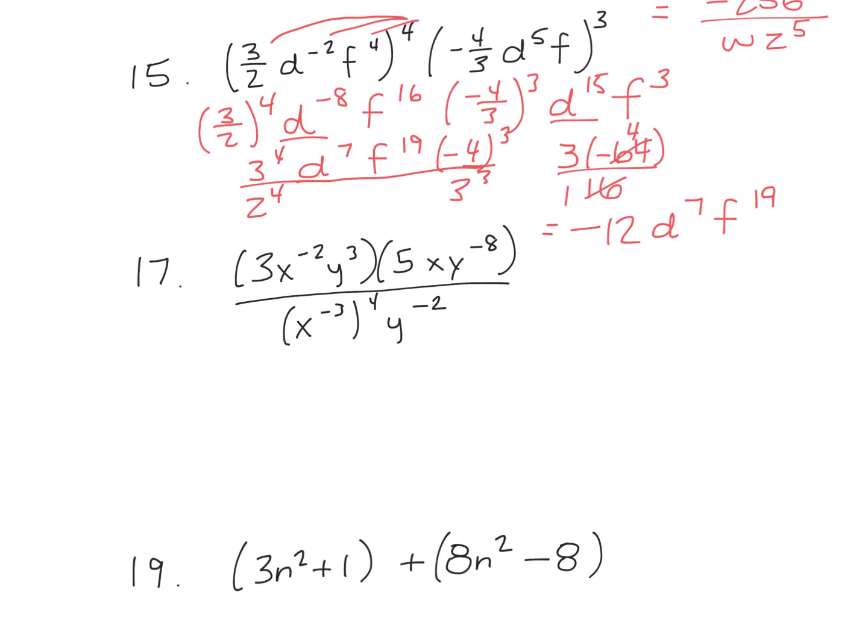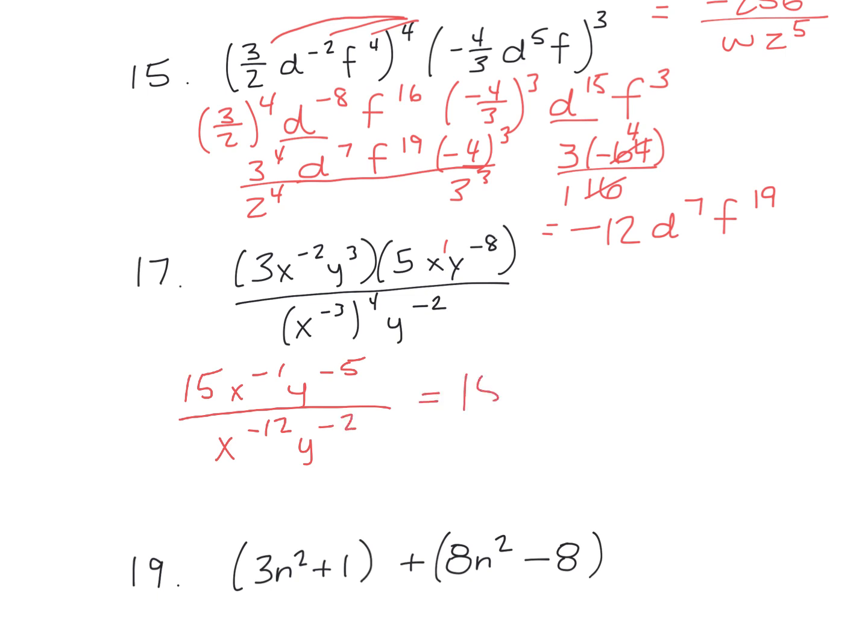Number 17. I could simplify the top first. So if I multiply that, I'd have 15. I'd have x to the negative 1, because I'm adding negative 2 and 1. I'd have y to the negative 5th. On the bottom, power of power, so I have x to the negative 12th, y to the negative 2.